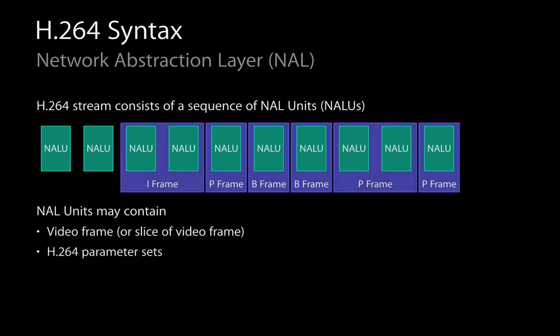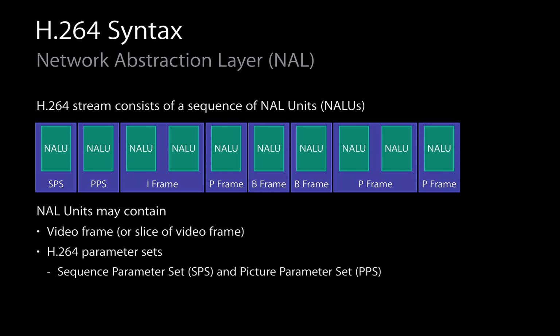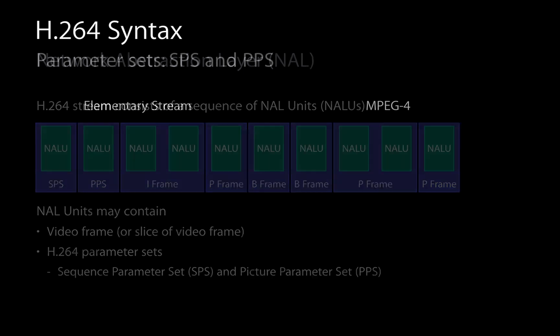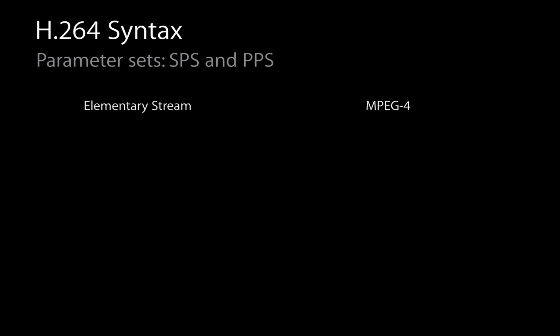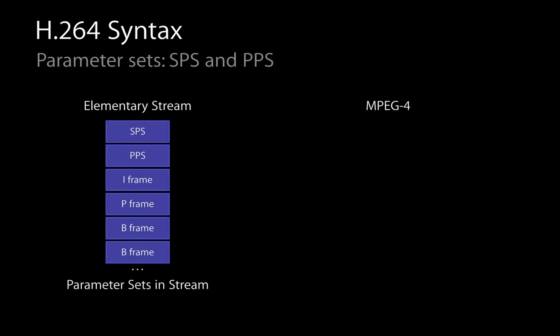The other thing that NAL units can contain is parameter sets. The parameter sets, the sequence parameter set and picture parameter set, are chunks of data which the decoder holds onto, and these apply to all subsequent frames. Well, until a new parameter set arrives. So let's look at elementary stream packaging. In elementary stream packaging, the parameter sets are included in NAL units right inside the stream. This is great if you're doing sequential playback. You read in your parameter sets, and they apply to all subsequent frames until new parameter sets arrive.